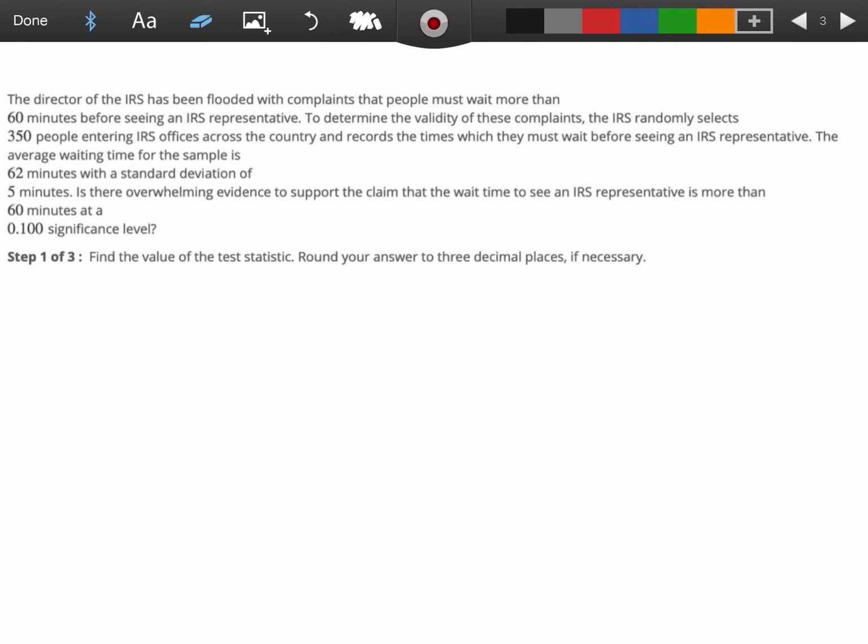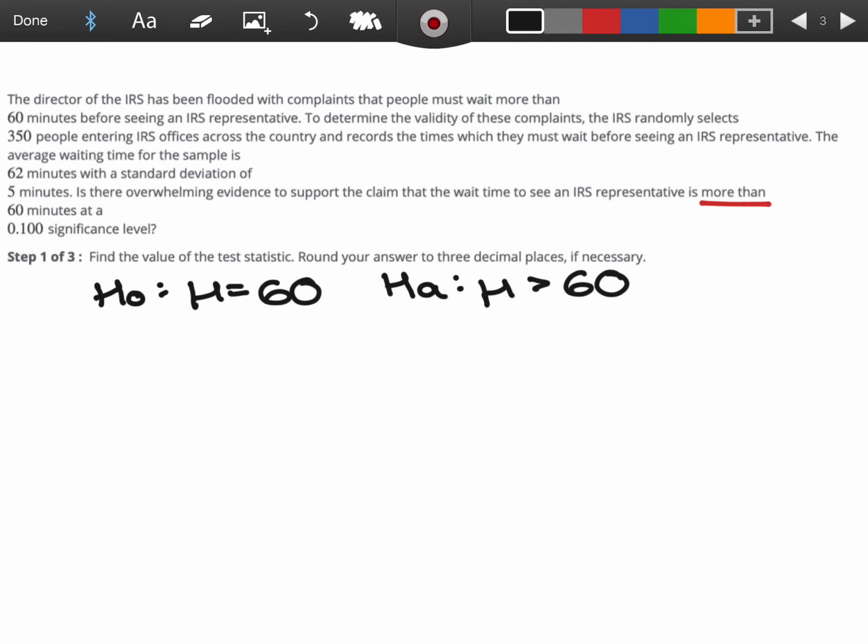Is there overwhelming evidence to support the claim that the wait time to see an IRS representative is more than 60 minutes at a 0.1 significance level? Okay. So first things first, what I'm going to do is write down what we're proving. Our null hypothesis here is that the mean is equal to 60 minutes. And the alternative hypothesis, which they are suggesting, is that the mean is in fact more than 60 minutes.